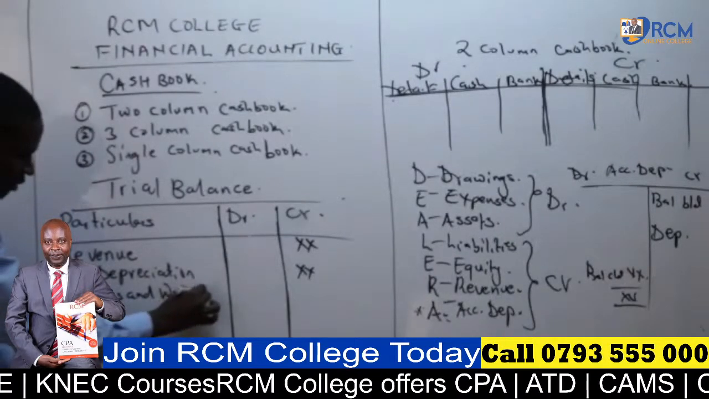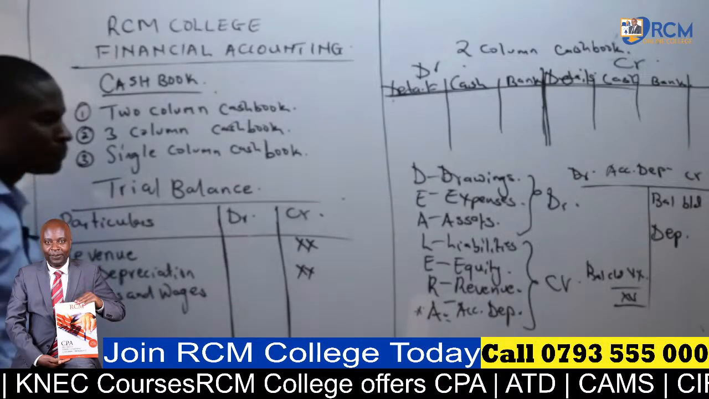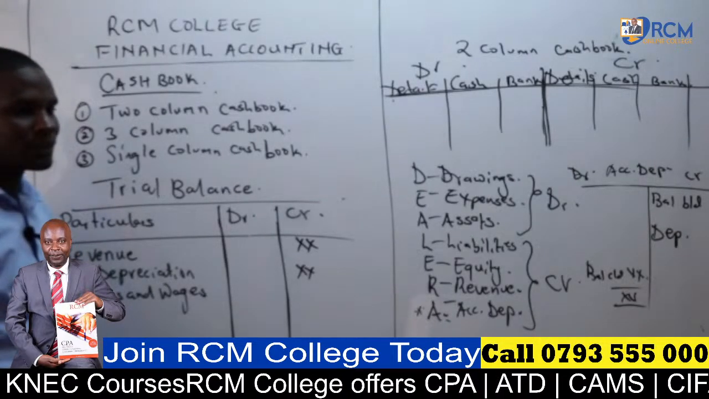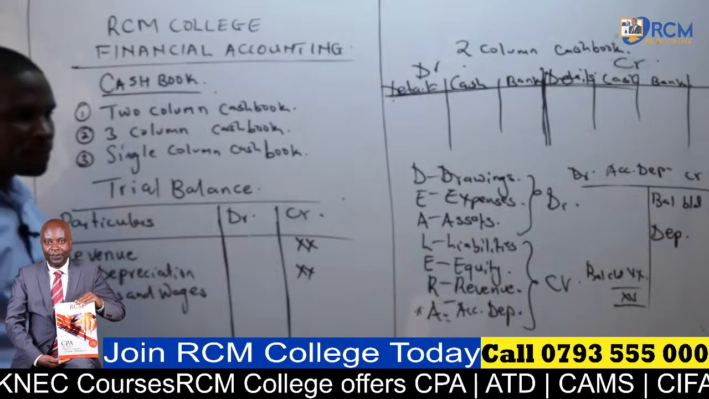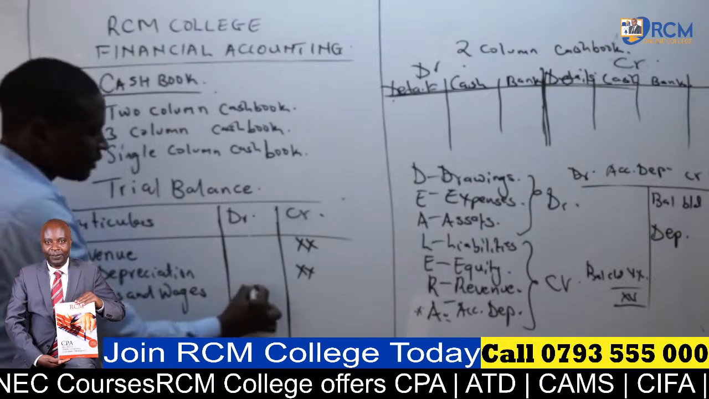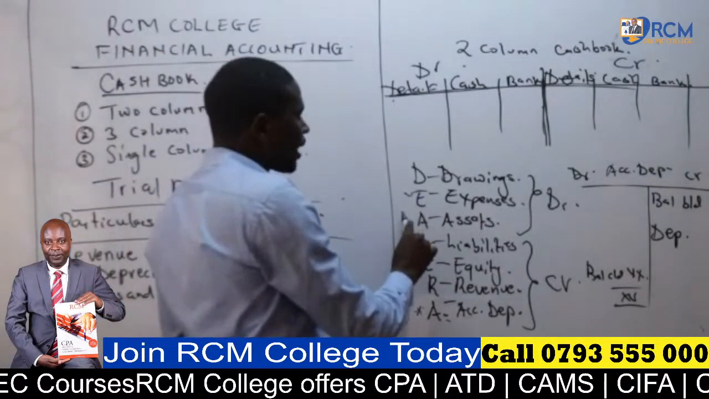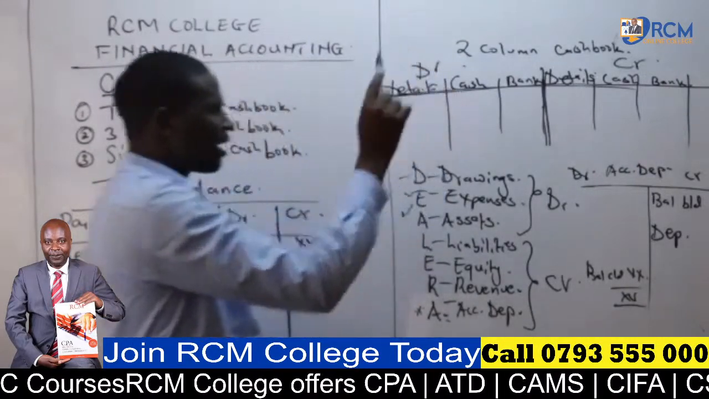And then another question arises. Salaries and wages, which side did we put our salaries and wages? Does it have a debit or a credit balance? A debit. This is an expense. And all expenses, all assets, all drawings, they have a debit balance.